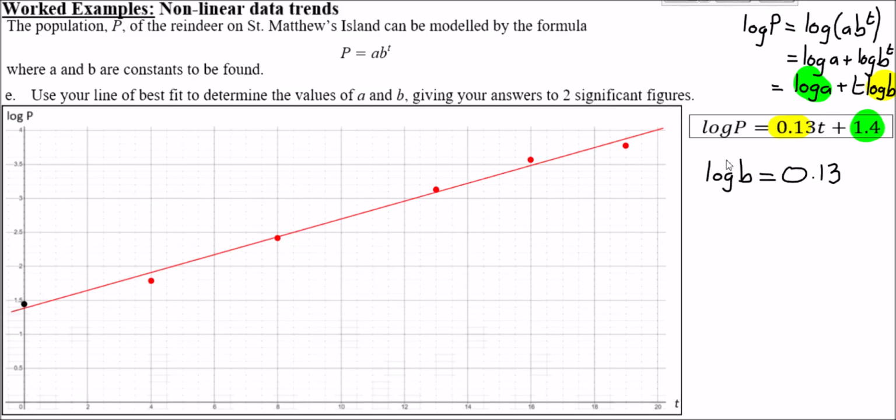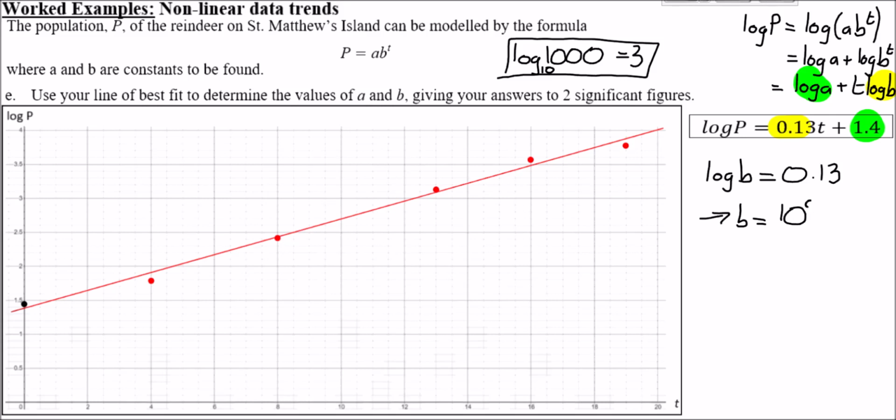I'm now going to remind myself of a common example of logs which will help to just trigger my memory. So, for example, the log base 10 of 1,000 is the power of 10 I need to raise 10 to get 1,000. So log of 1,000 is 3. So how does the base 10 and the 3 relate to 1,000? Well, 1,000 here is 10 cubed. And so in the same way here, b must be 10 to the power 0.13.